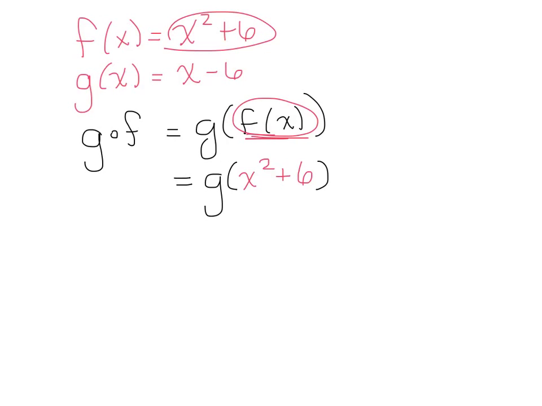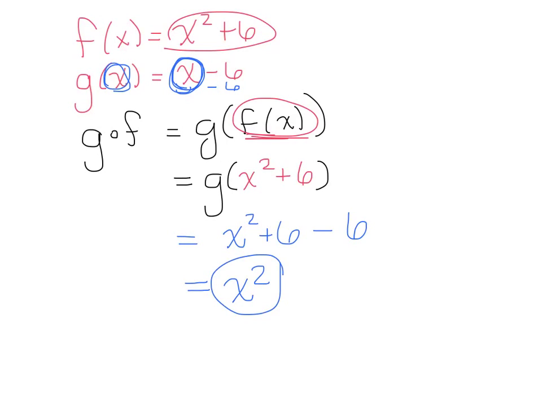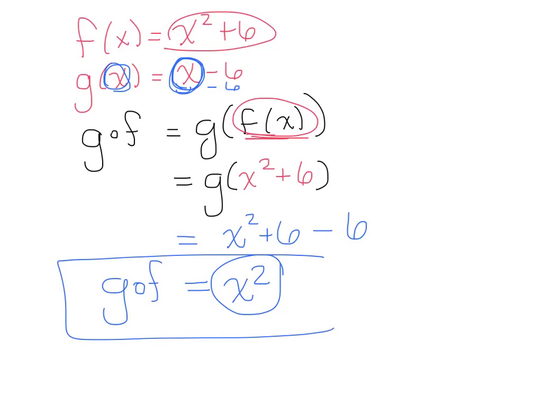Cool. Now I have to evaluate the g. So evaluating g says take your input, write it down, and then subtract 6. So I'm going to take my input, x squared plus 6, I'm writing it down, and then I have to subtract 6, and so I'm getting a simple x squared as my answer for g composite f. Okay, so it can go both ways.